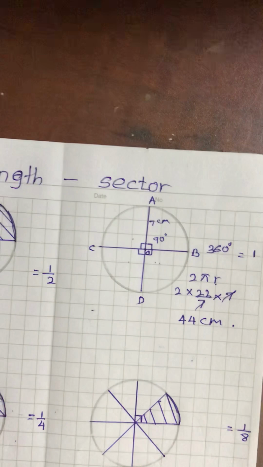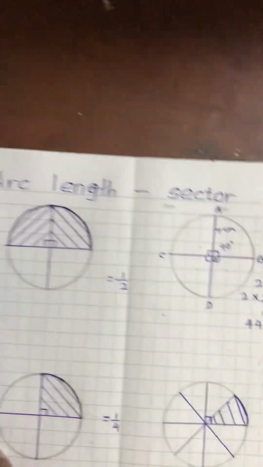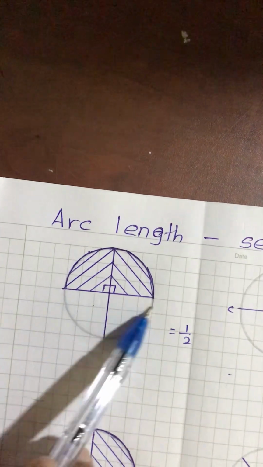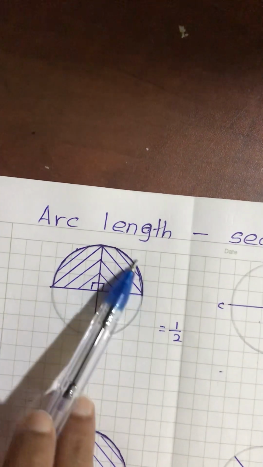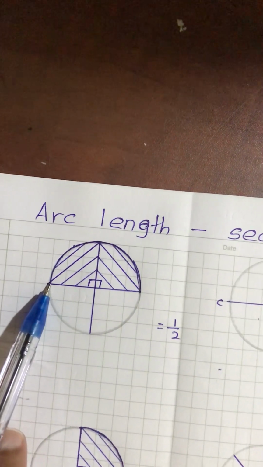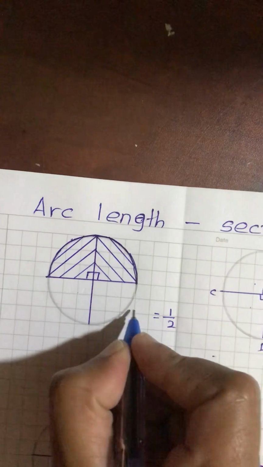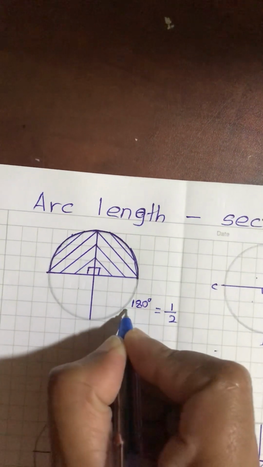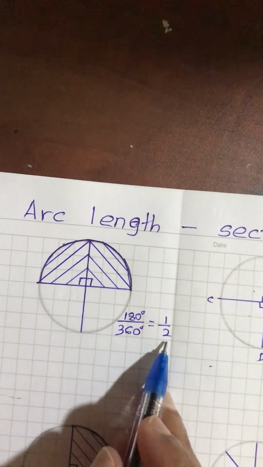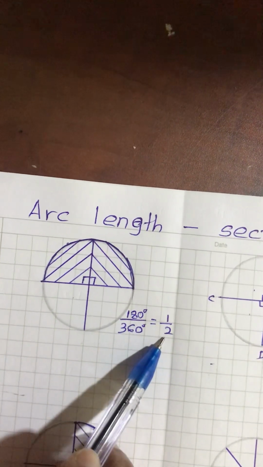So if you know how to find the perimeter of a circle, it's very easy to find the arc length of a sector. Let's go through this picture. Here, this is a sector of a circle. This sector is a semicircle, that means a half circle. So this is 90 degrees and 90 degrees. Altogether, it is 180 degrees. 180 degrees out of 360 degrees equals half.